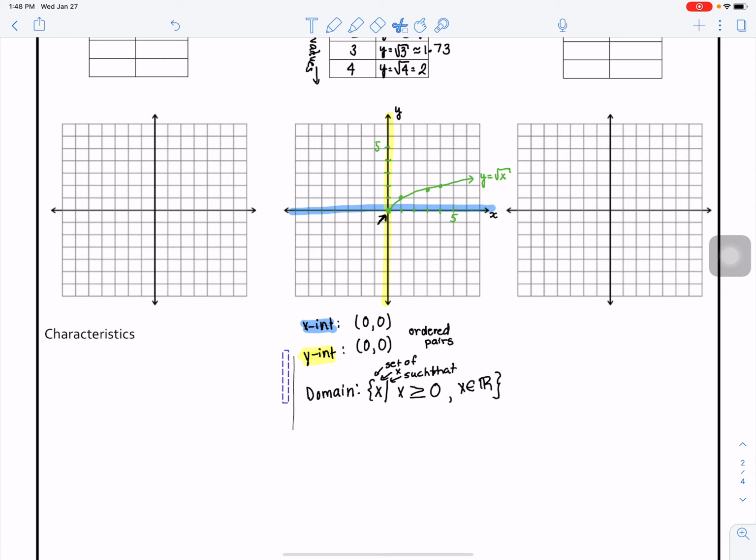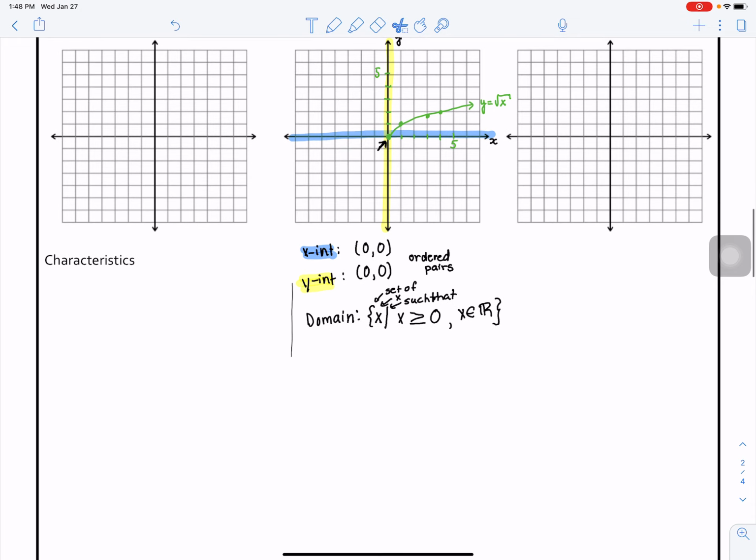When I take my imaginary line and move it through the function, I'm allowed to be at 0, everything bigger than 0. So basically, I would write that as x bigger than or equal to 0, and other than that, x can be any real number. You do have to learn this fancy notation for writing the domain and range.